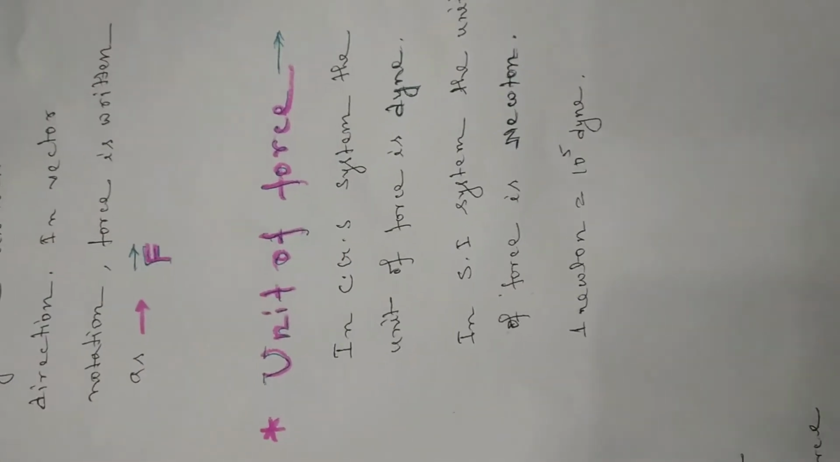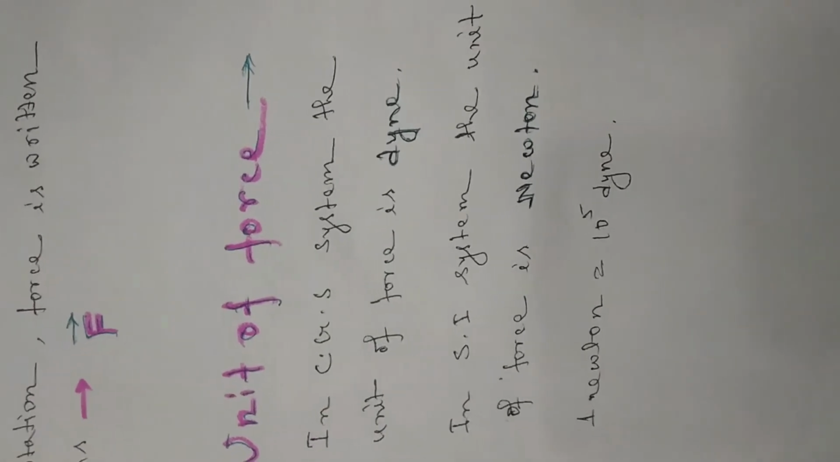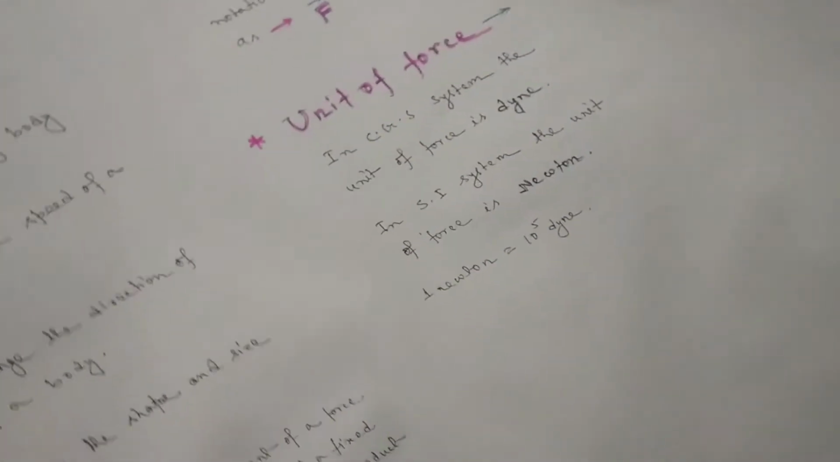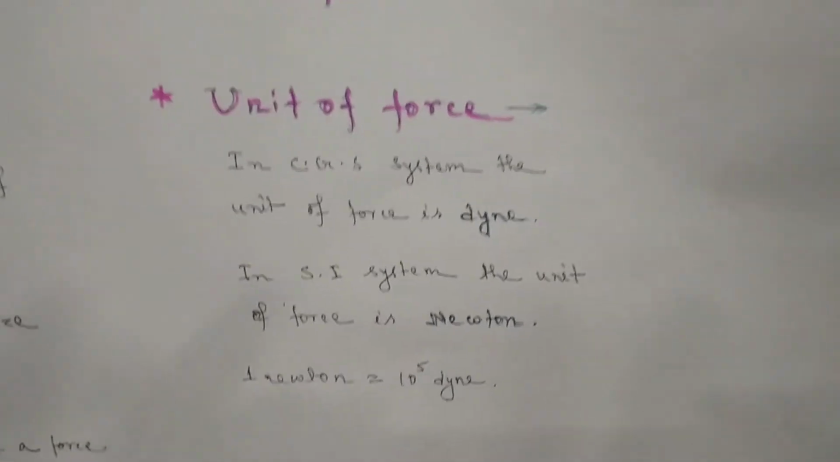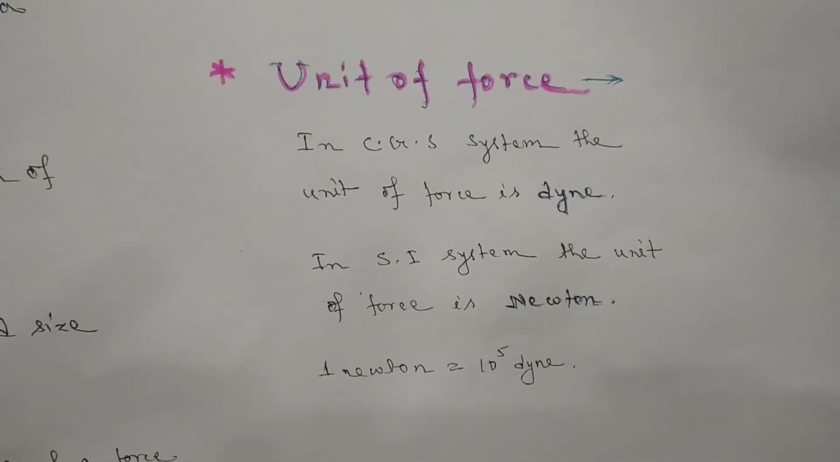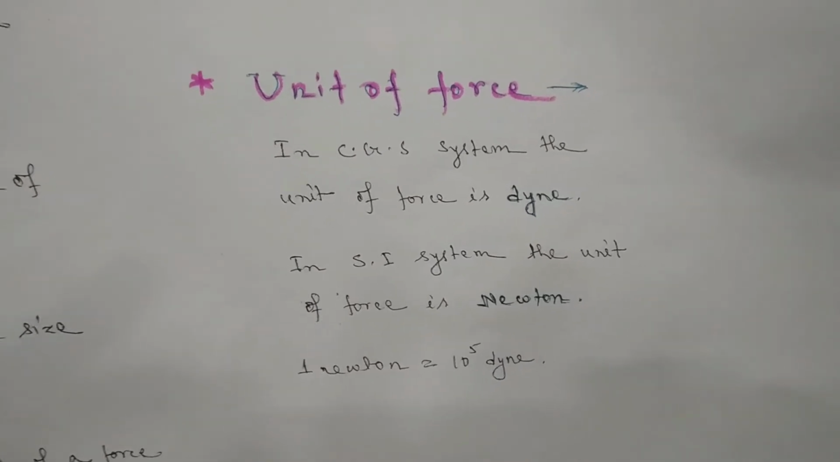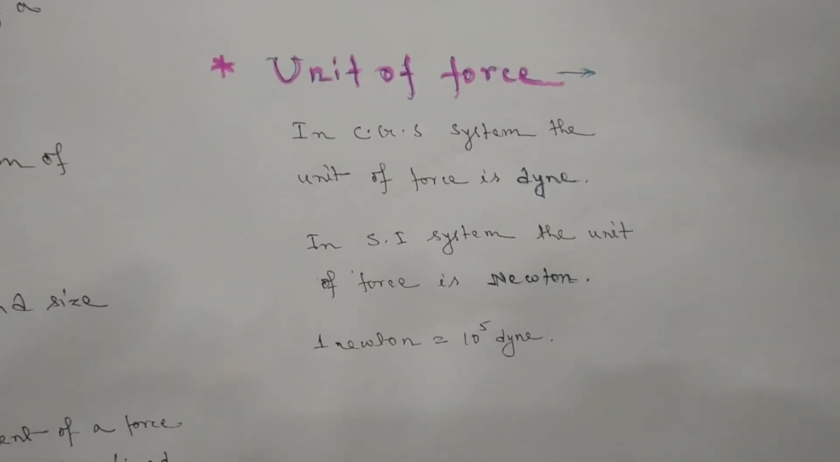Now unit of force. The SI unit of force is Newton and the CGS unit of force is Dyne. And 1 Newton is equal to 10 to the power 5 Dyne. You should remember this. In the CGS system the unit of force is Dyne, and in the SI system the unit of force is Newton. And 1 Newton is equal to 10 to the power 5 Dyne.